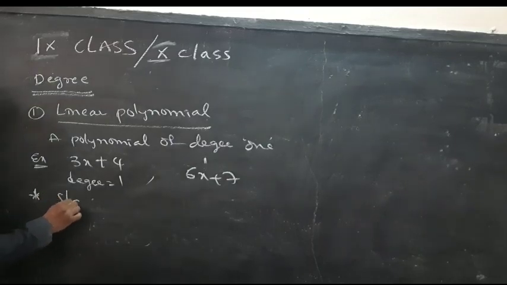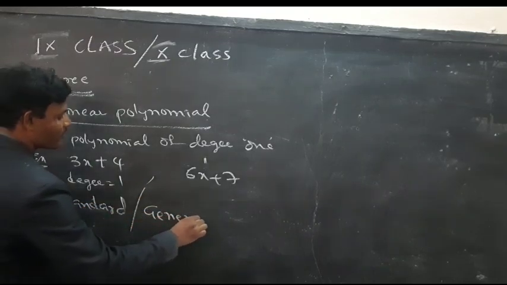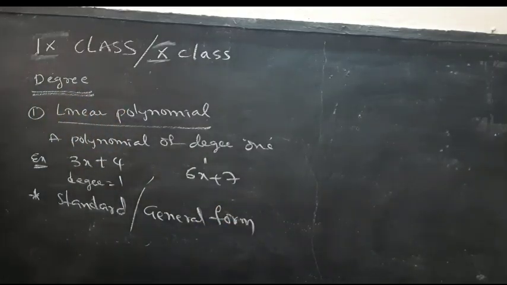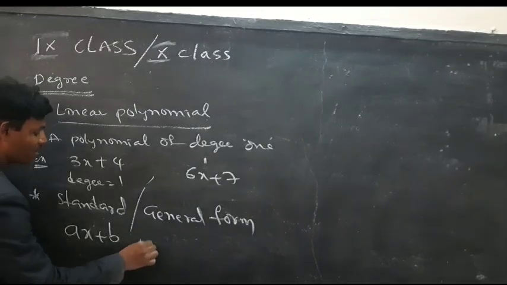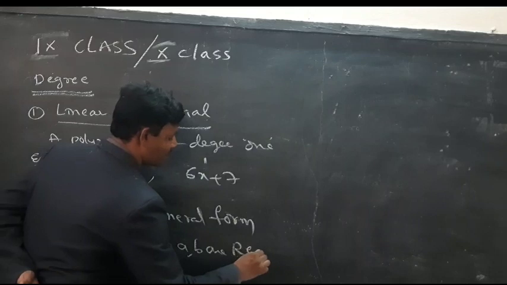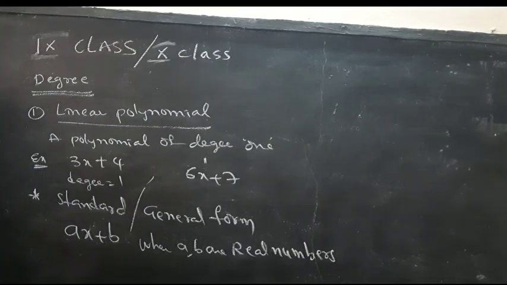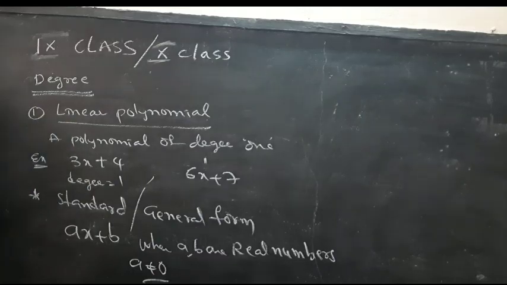Very important: the standard or general form of a linear polynomial. Generally we can say ax plus b is a linear polynomial. Important note: a, b are real numbers and a is not equal to 0. Very important condition.